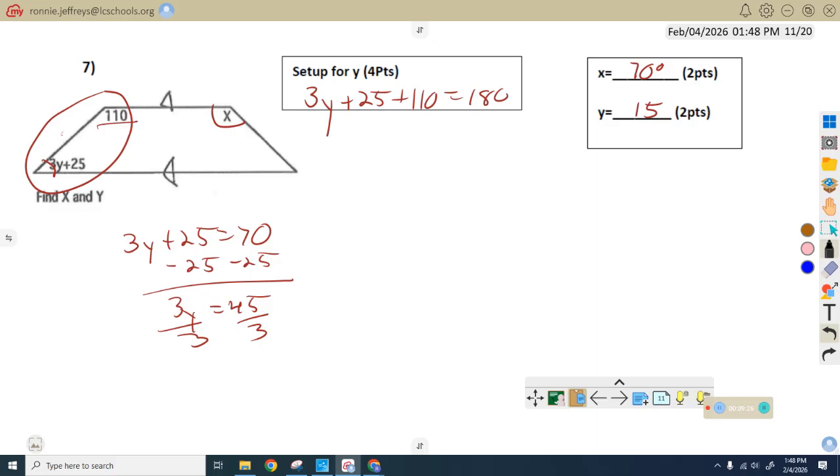That is a good question, though. That's why I did ask about the isosceles trapezoid. If it was marked as isosceles, yeah, that would have been easy. X would have been 110. Now, it looks like it, okay? Just because something looks like one thing doesn't mean it's that, okay? It has to be marked.